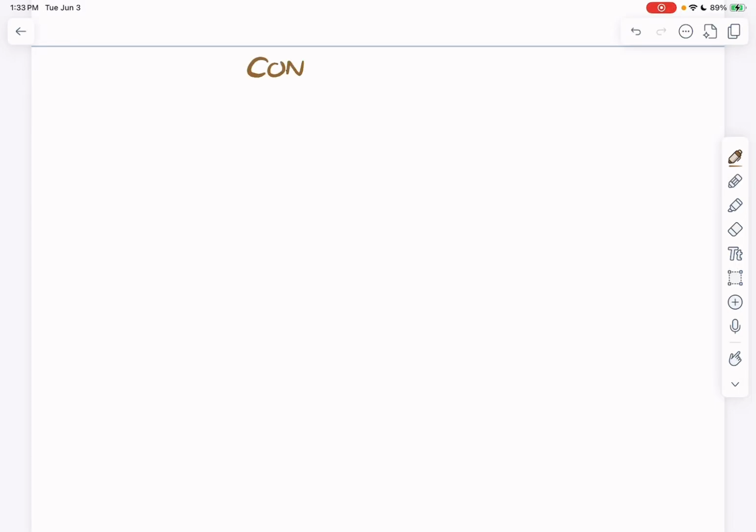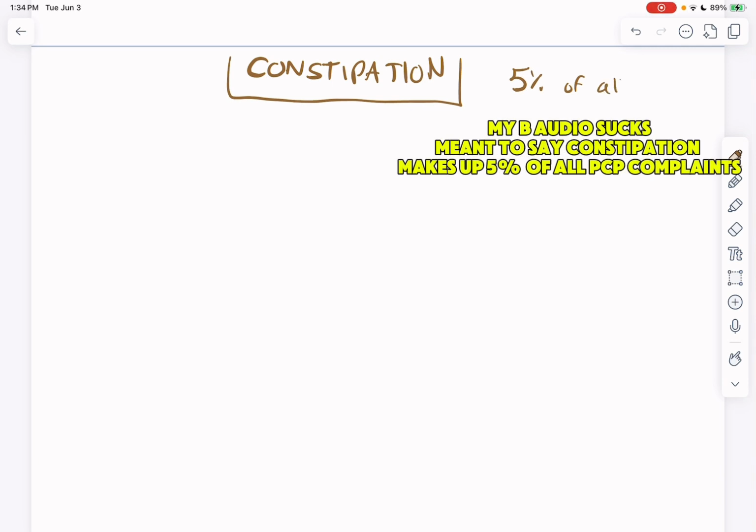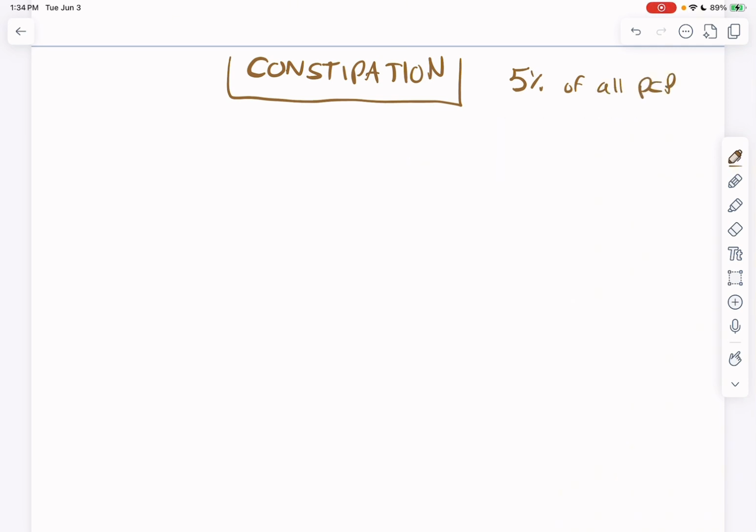Today we'll be going over one of the most common complaints in pediatrics, which is constipation. Constipation actually makes up about 5% of all primary care physician complaints, especially in the pediatric world. And today we'll be going over how we define constipation, what we can do to treat constipation, as well as build a differential diagnosis of common causes of organic constipation.